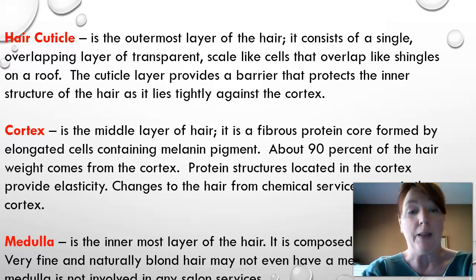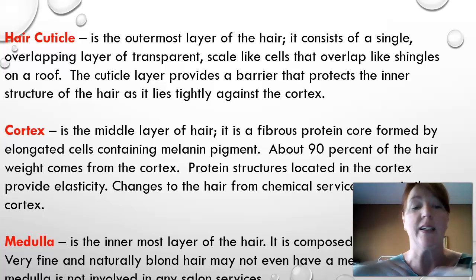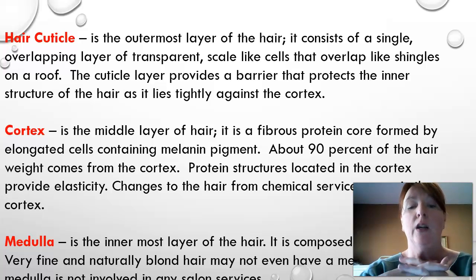The cortex, being the middle layer of the hair, is a fibrous protein core formed by elongated cells containing the melanin pigment. About 90% of the hair weight comes from the cortex layer. Protein structures located in the cortex provide elasticity. Changes to the hair from chemical service occur in the cortex layer.